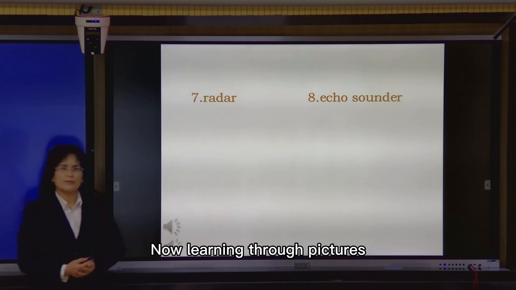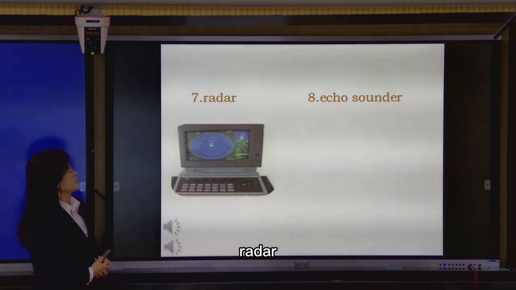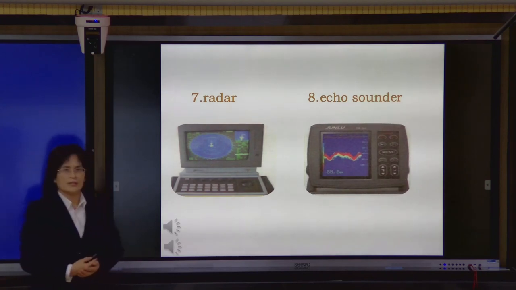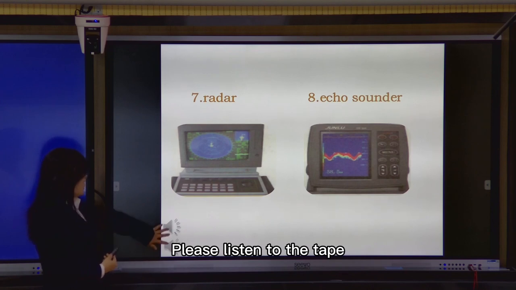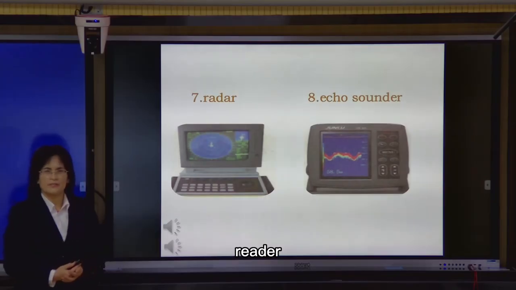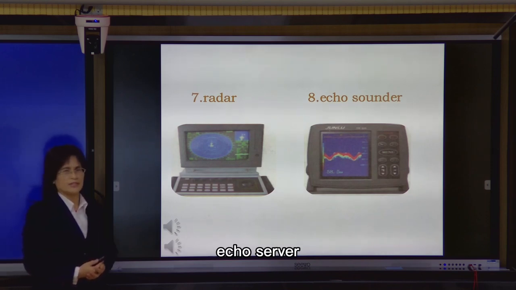Now let's learn through pictures. Picture 7, radar. Picture 8, echo sounder. Please listen to the tape, then repeat it. 7. Radar. 8. Echo sounder. Read after me, please. Radar. Echo sounder.